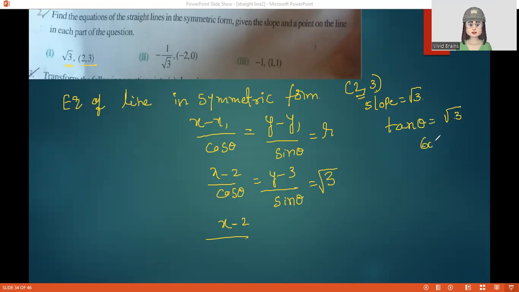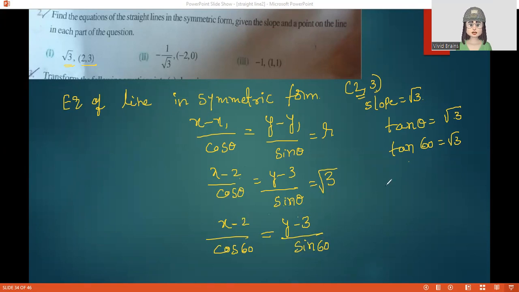That means tan 60 is equal to root 3. Okay? Tan 60. That means we can write this as tan 60. Tan 60 is root 3. So here sin theta, if it goes to the top, sin theta by cos theta becomes tan theta. So root 3 by root 3, total it becomes 1, right? So that's why (x minus 2) by cos 60 is equal to (y minus 3) by sin 60. Okay. So this is our symmetric form.